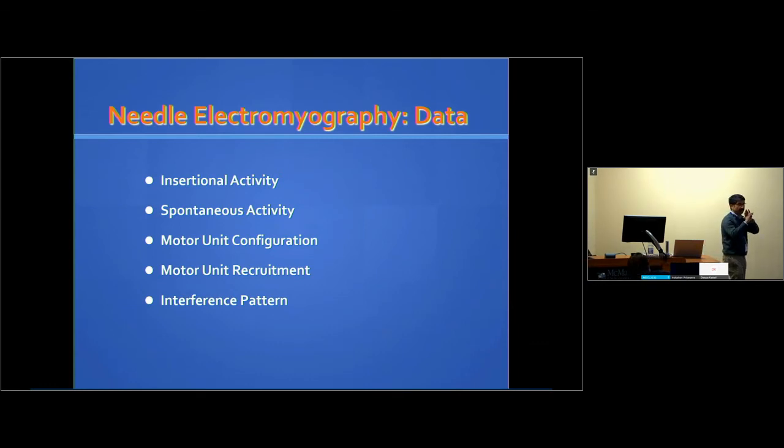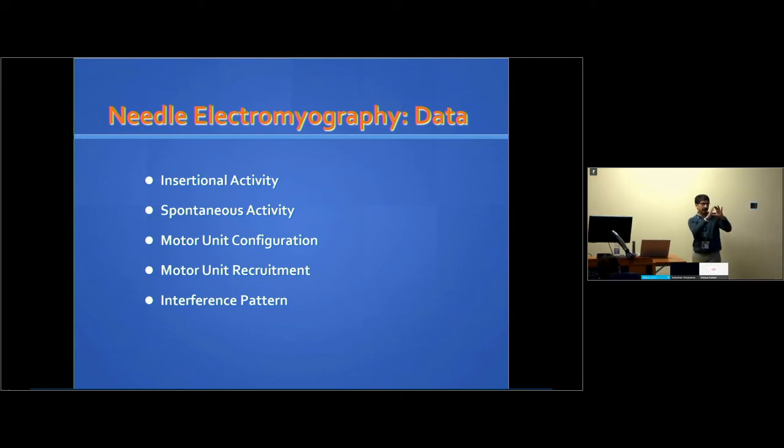Then we look at the configuration of the motor unit. Once we put the needle in, the patient is completely relaxed, and we look for abnormal insertional and spontaneous activity. Then we ask the patient to activate a muscle volitionally, and how the action potential looks helps us determine whether there is any pathology, whether it's a myopathic process or a neurogenic process. And then we look at recruitment of the fibers.